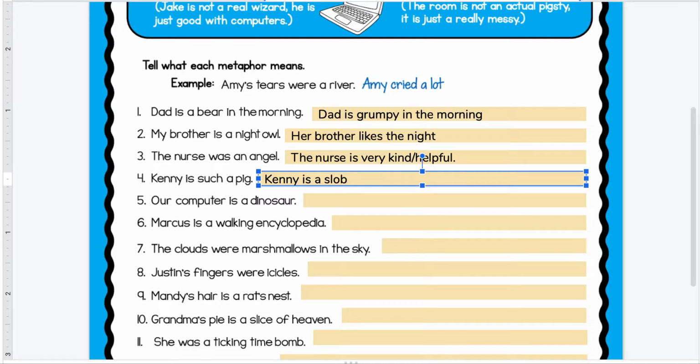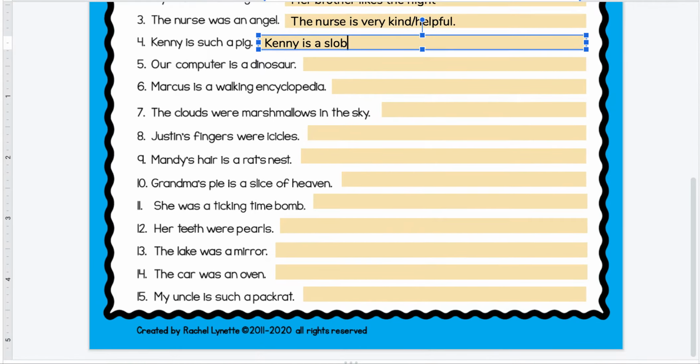Okay? So you're going to continue and you're going to go through the rest of these and tell me what each of them mean. This one's pretty straightforward, but it's really important that you understand when you're telling me what one means, that you identify the two things that are being compared.